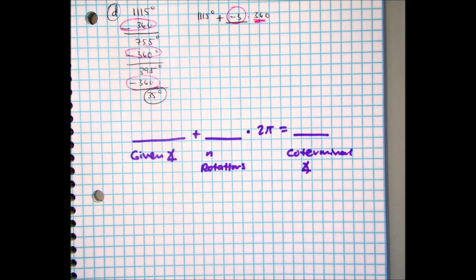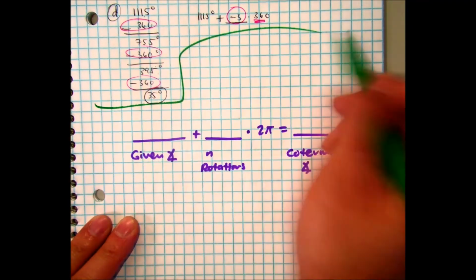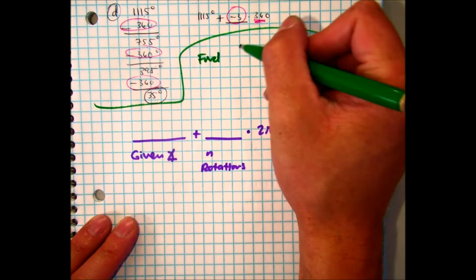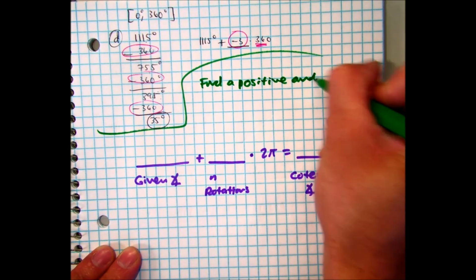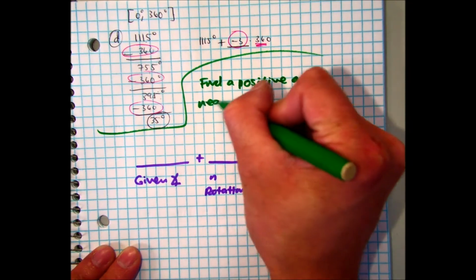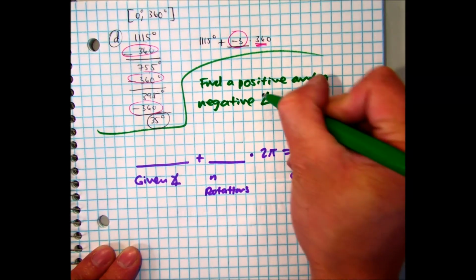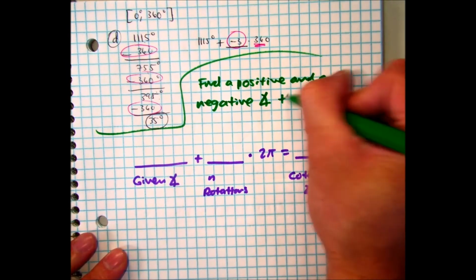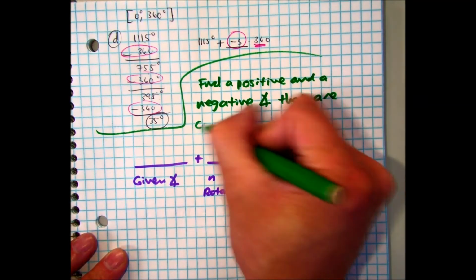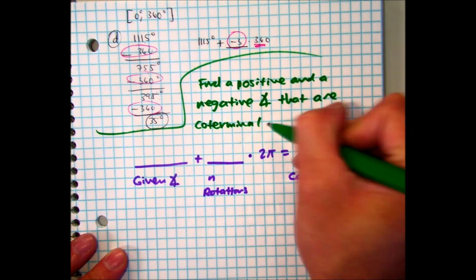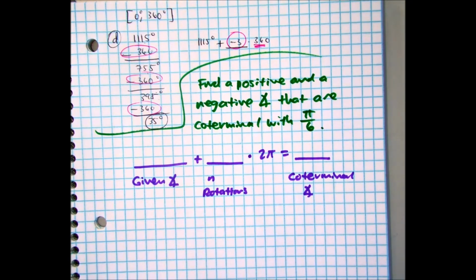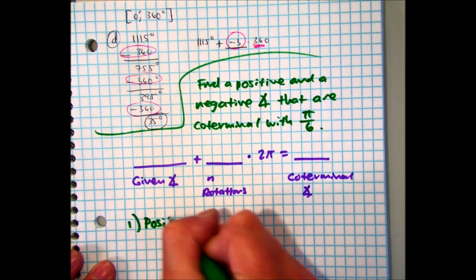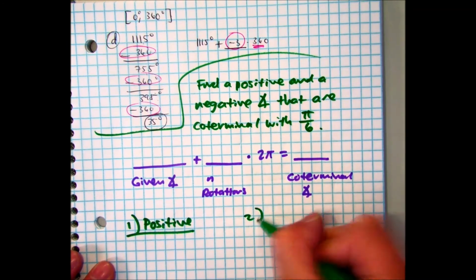Alright, let's say they want us to find, let's write directions on top. Find a positive and a negative angle that are coterminal with pi over 6. So I need one positive and one negative.